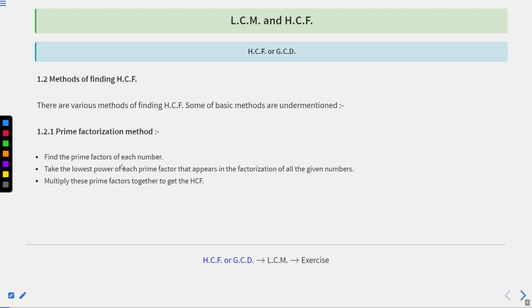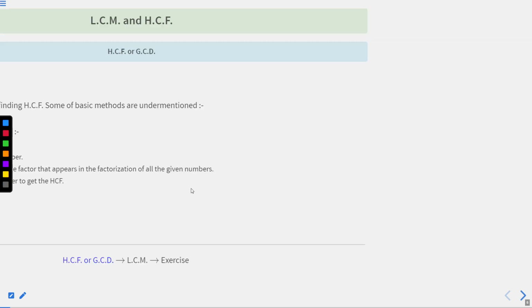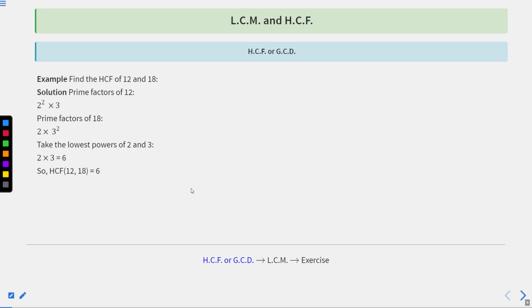We first have a method called the prime factorization method. To find the HCF using the prime factorization method, find the prime factors of each number. Then take the lowest power of each prime factor that appears in the factorization of all given numbers. Multiply these prime factors together to get the HCF. So let us see an example to understand the concept well.